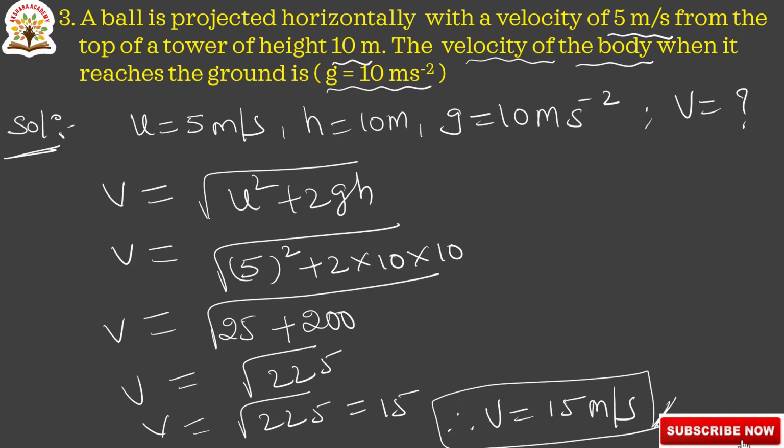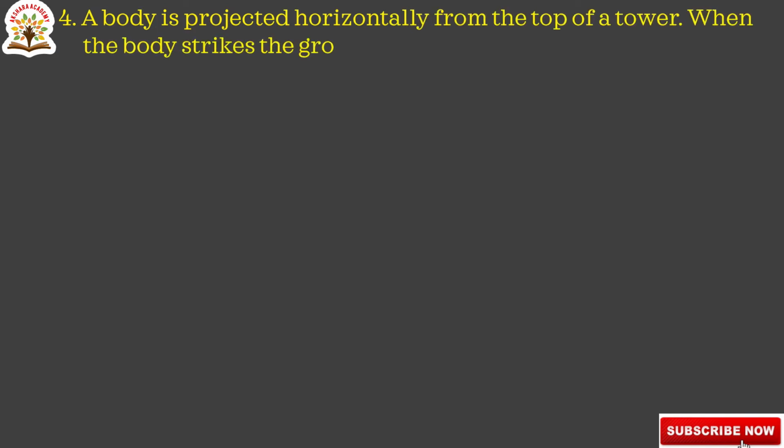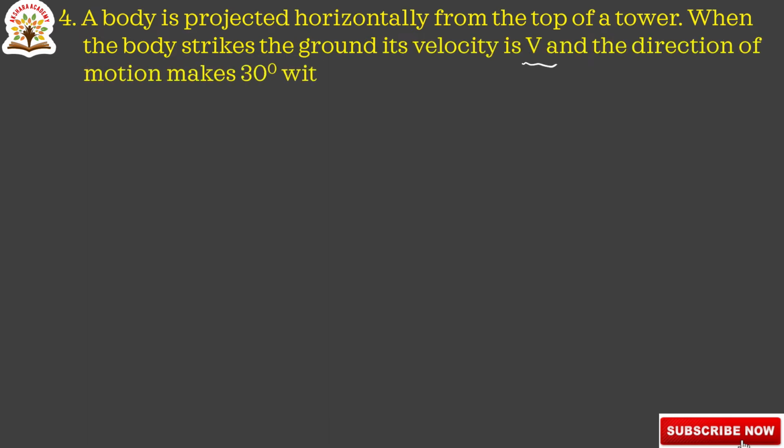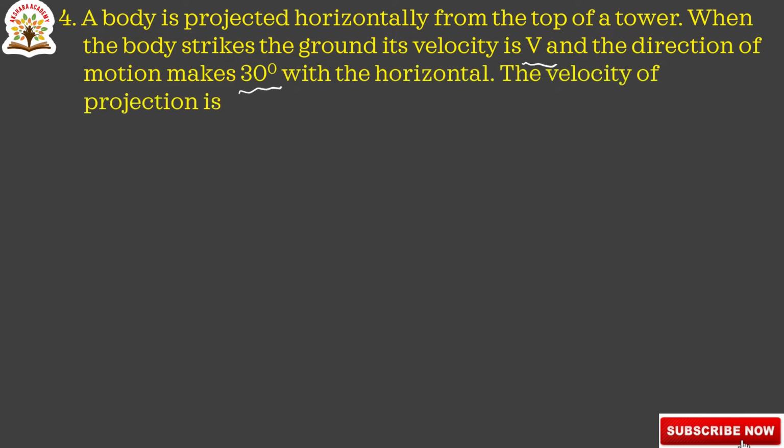Next, we will go to the next question, fourth one. A body is projected horizontally from the top of a tower. When the body strikes the ground, its velocity is v and the direction of motion makes 30 degrees with the horizontal. The velocity of projection is, here you have to calculate the velocity of projection. So now they have given that when the body strikes the ground, its velocity is v and the angle is 30 degrees with the horizontal. Let us go to the solution.